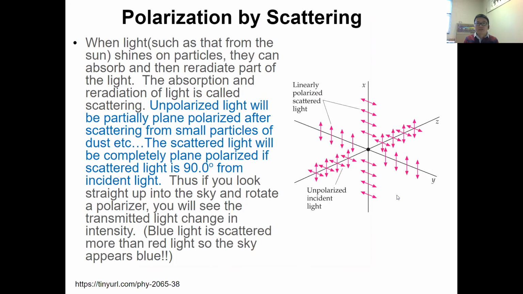The last method is called polarization by scattering. When unpolarized light hits a surface, it gets scattered all over the place. In the direction perpendicular to the incident ray, you get a polarized light beam. So you can also obtain polarized light by looking at the 90-degree angle with respect to the incident beam.